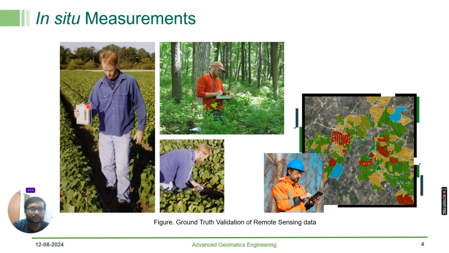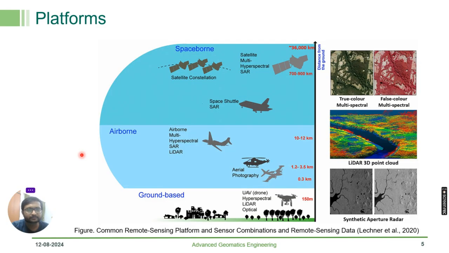We do this using a spectrophotometer, which measures the radiance of the object kept below. Now, when we talk about the platforms, we have various platforms which can gather remote sensing data without being in contact with the object. The first kind is the ground-based platform, where you have drones, normal drones, then hyperspectral drones, then lidar sensors mounted on drones, and some optical sensors. These are all ground-based measurements.